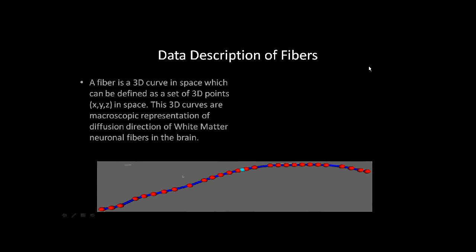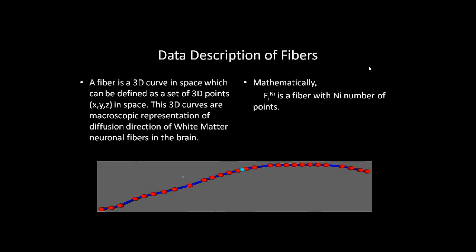The data: a fiber is a 3D curve in space, which can be defined as a set of 3D points in terms of the XYZ points. These 3D curves are macroscopic, representing the diffusion direction of the white matter fiber tracks in the brain. Mathematically, a fiber is a set of points in this data set at 1 millimeter distance boundaries, and then what you have is, for each of those points, the x, y, and z point in a normalized brain position for that fiber.